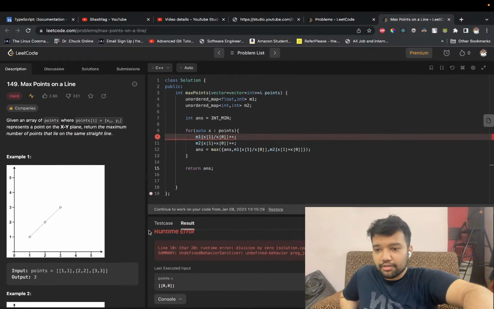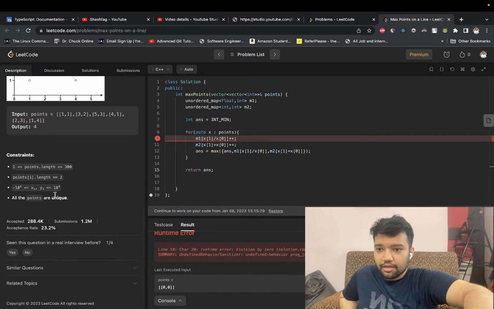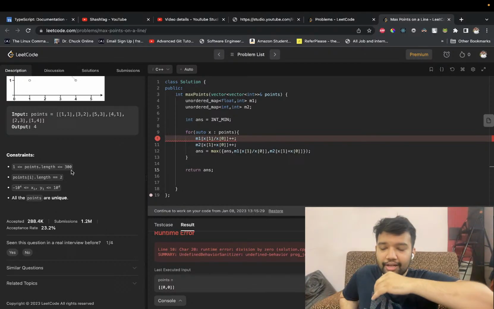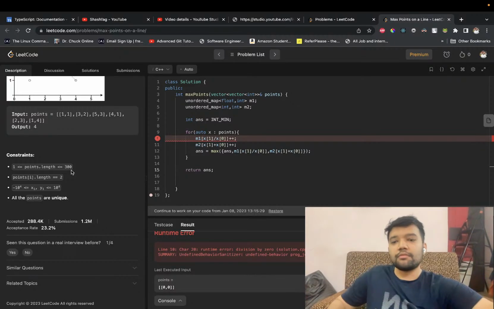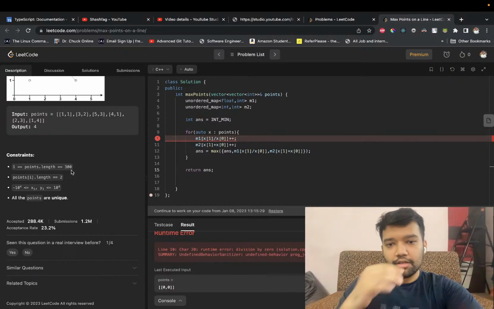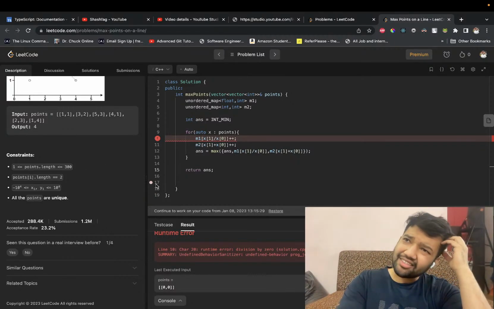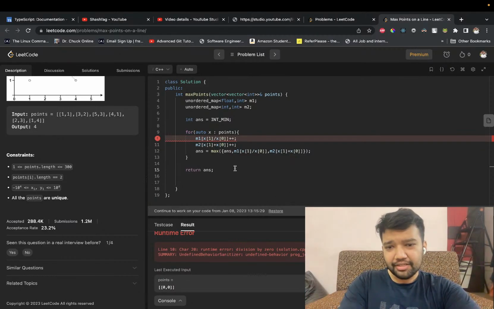Can I go n square? Let's see. I guess we can go n square, because the length is like 300, so 300 into 300 will only be like 9 and 4 zeros. So we can go n square. So let's try and go n square. And for that, I guess we only will need slope.